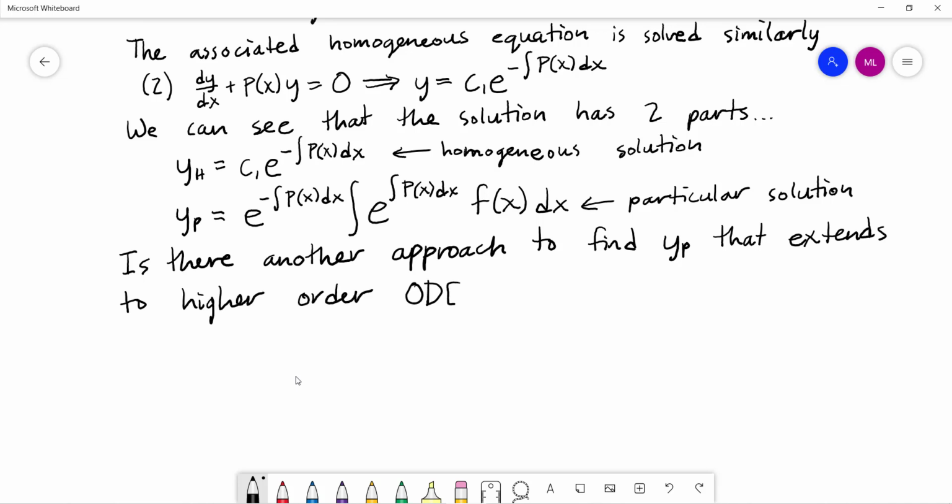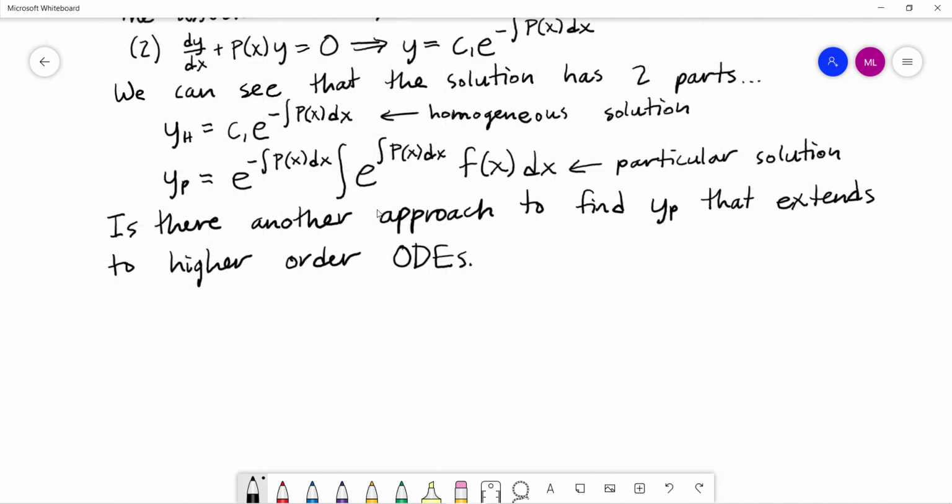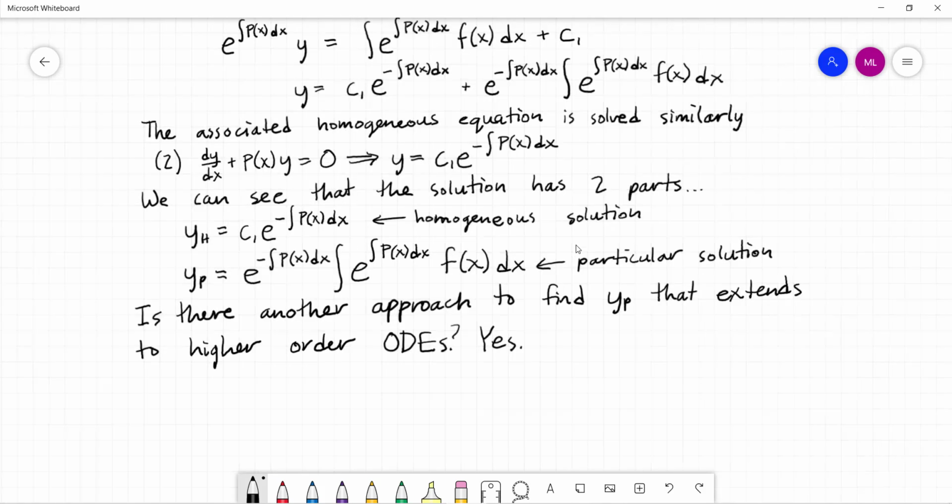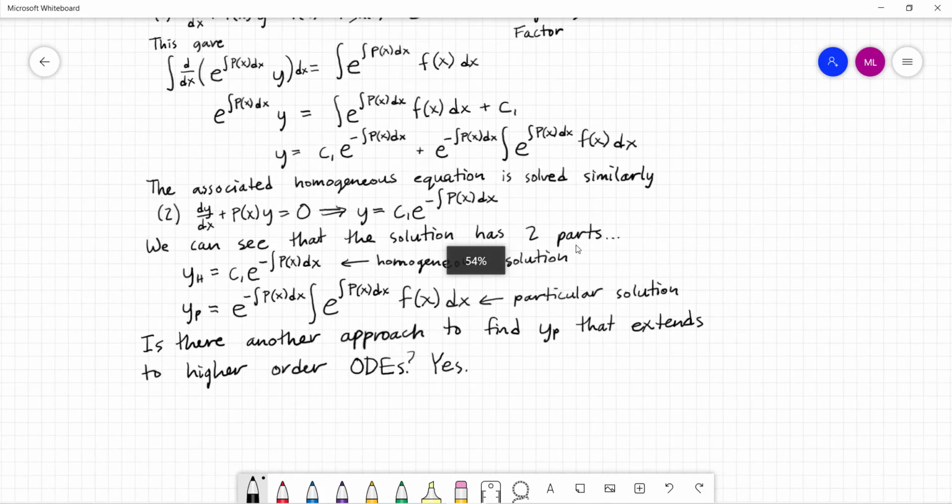So now that we've identified what it looks like, that this is the particular solution, let's try to find another way to get this. And so again, this is a question, is there a way to do it? The answer is yes. Let me show you another way to do it. And that other way to do it can then be extended to higher order differential equations. So it's going to be similar in some ways to what we did when we did the reduction of order.